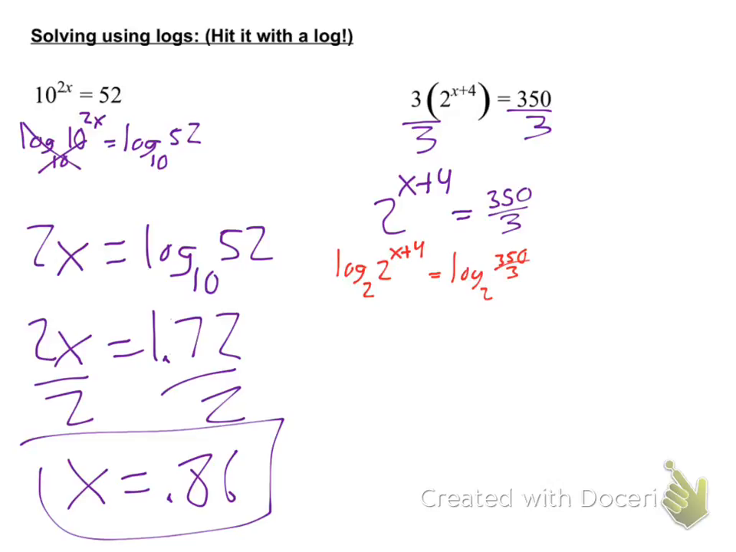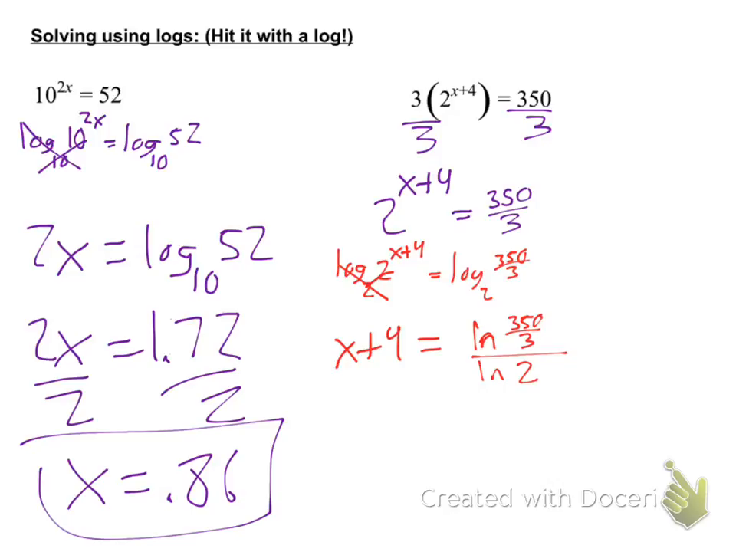What happens on the left-hand side? It cancels and becomes x plus 4. And then I can't evaluate that. That's not on my calculator. You have to do log of 350 divided by 3 over log 2. I'm going to change it from that. I can use log. I'm going to use natural log this time, just to change it up. Natural log of 350 over 3 over natural log of 2.